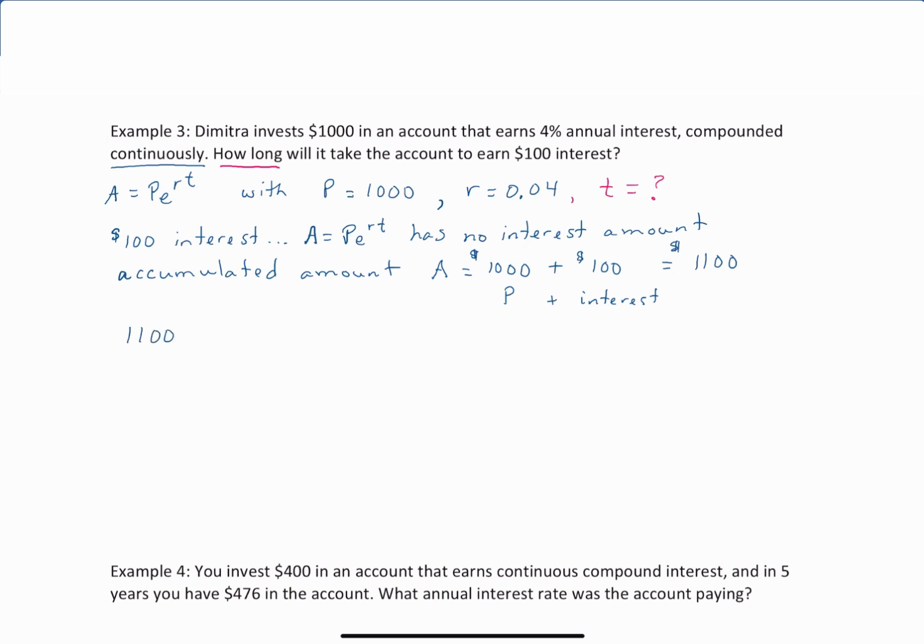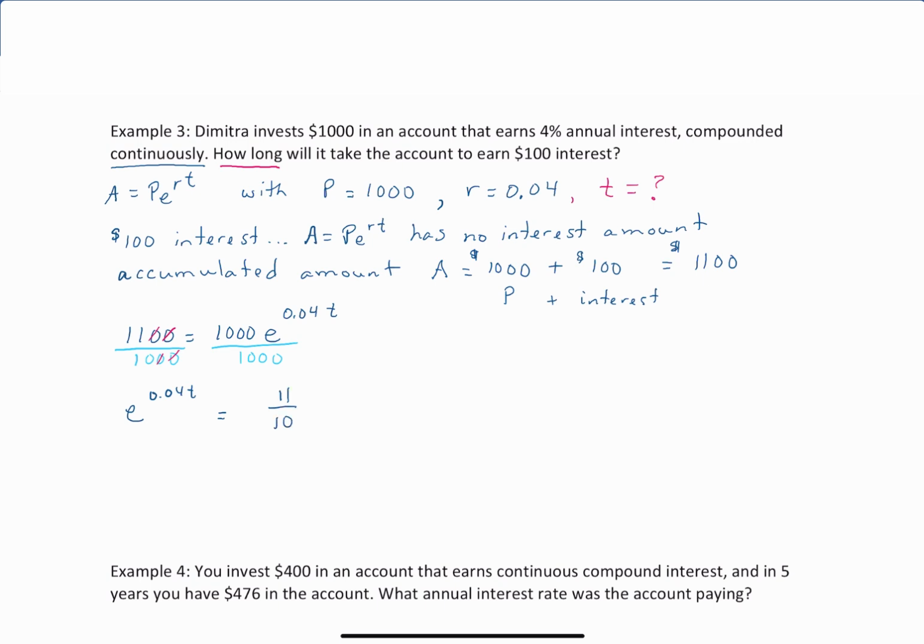$1,100 is going to be equal to the principal 1,000 times e to the RT, 0.04t. And again, we're looking for t. We need to solve for t. So let's isolate our exponential expression by dividing both sides by 1,000. That's going to give me e to the 0.04t equals, and I'm going to cancel a factor of 100 to get 11 over 10.